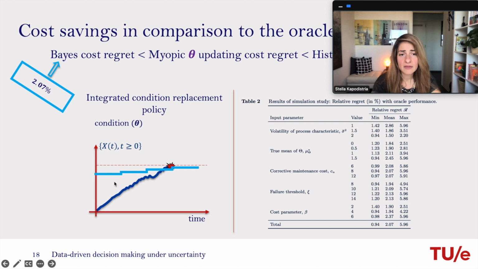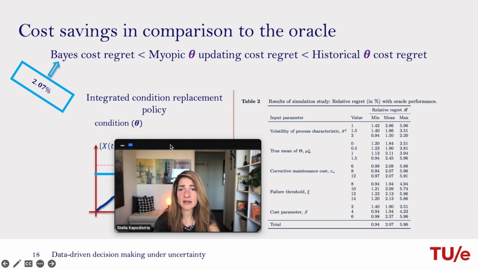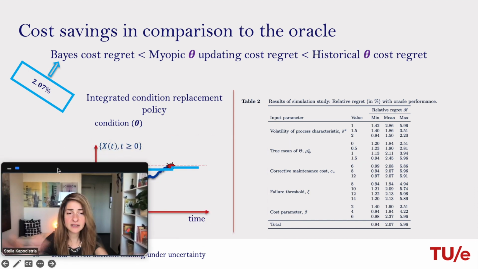So this would be the form of the policy that we have, and as I mentioned before, we wanted to compare how it would do. Already the comparison between our Bayes model and an oracle model, which knows precisely the underlying parameters, revealed that the Bayes model is better than the myopic updating cost regret model. It is better than the historical model where we pool all the data together and learn, and it is only worse than the oracle model by 2% on average.